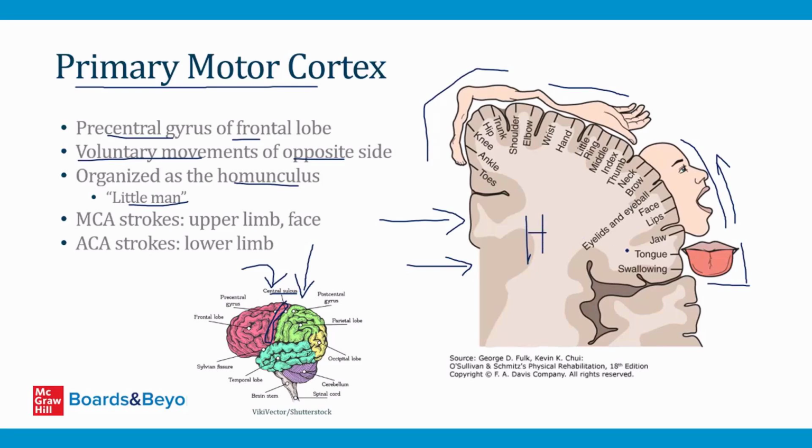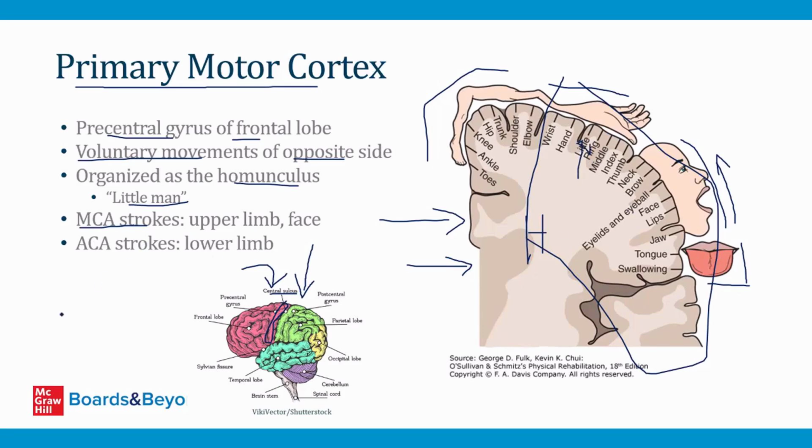And this has clinical relevance because in other videos where I talk about strokes, the most common stroke subtype is a stroke of the middle cerebral artery, and that's going to affect this region right here. And so in middle cerebral artery strokes, you predominantly see symptoms of weakness involving the hands and the face and the neck and things like that.